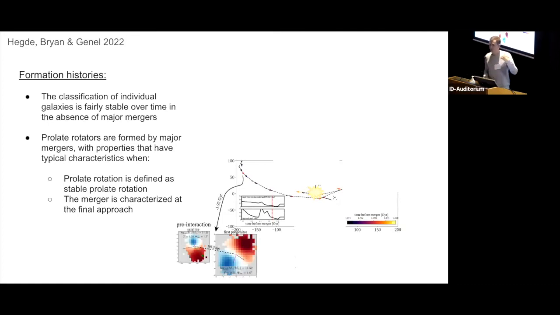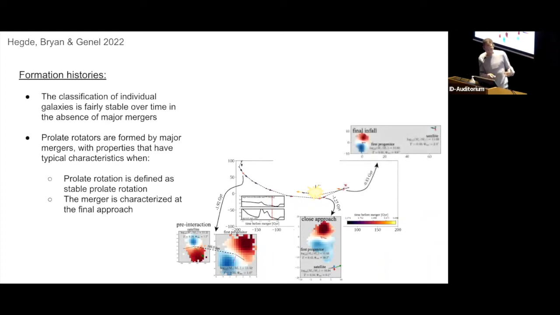So it's usually major mergers that really place these galaxies into their class. The most recent major merger put this galaxy in its present class. And then specifically thinking about prolate rotators, we identified a poster child of the last major merger that gave rise to one of those prolate rotators. And really the key moment is this final infall that you see on the top right.